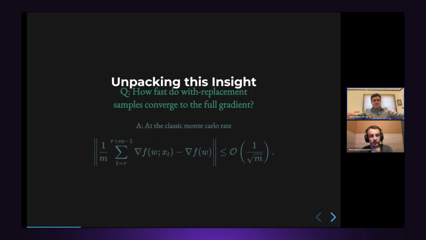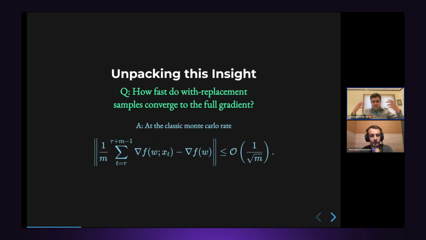If my data examples are all drawn independently, then if I ask for a particular W, a particular weight vector, how close is an average over a run of individual example gradients that I draw to the full batch gradient over the entire data set? It's pretty obvious, because this is just an average of random samples, that this is going to converge at the classic Monte Carlo rate of 1 over the square root of the number of samples.